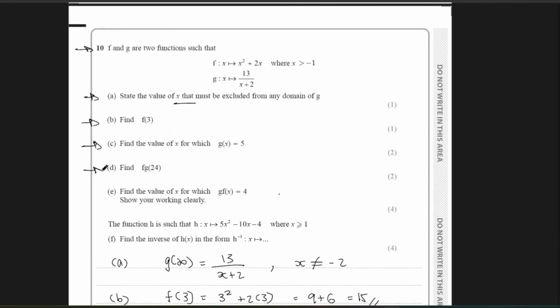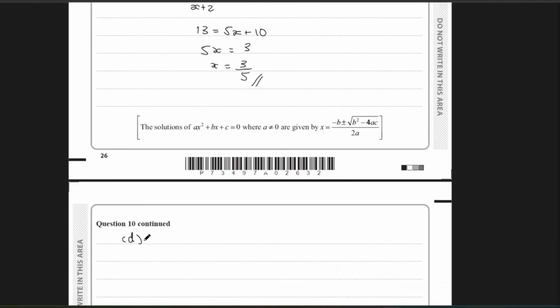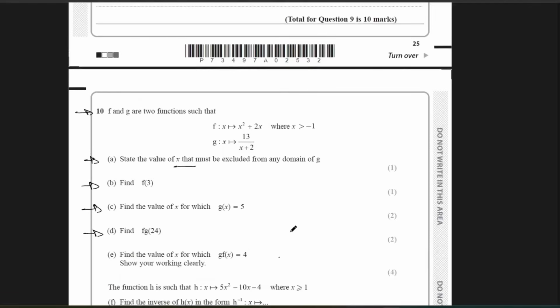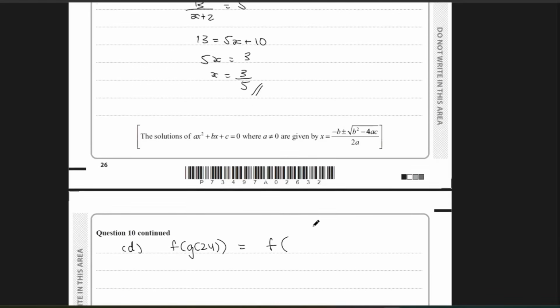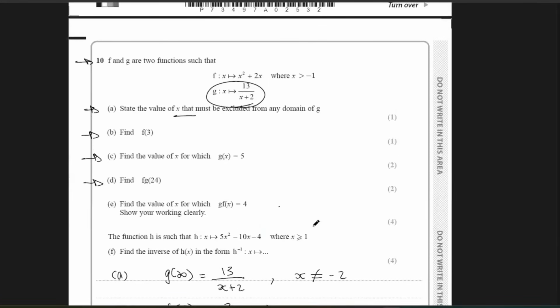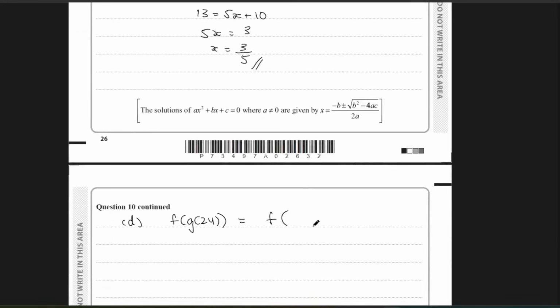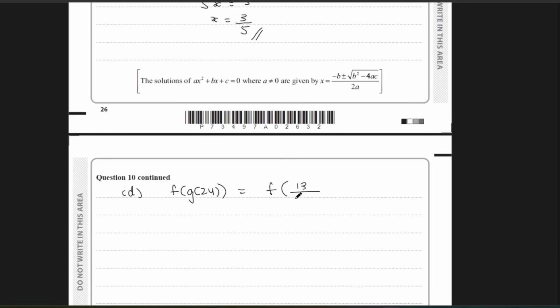And that's the answer. Question D, find f of g of 24. So let's find what g of 24 is first. So we need to substitute 24 in this function. So we can say f of, within the function g, we will substitute 13 over x plus 2, 13 over 24 plus 2. And this gives us f of 13 over 26, which is half.